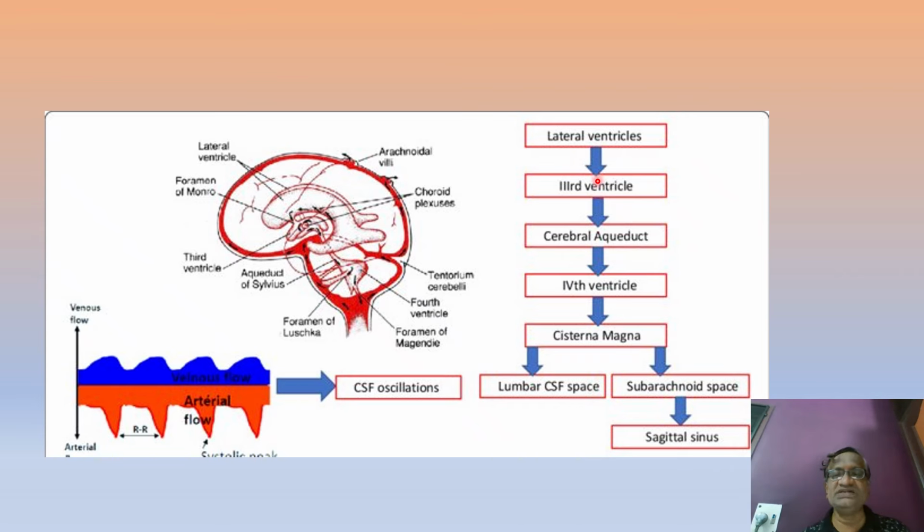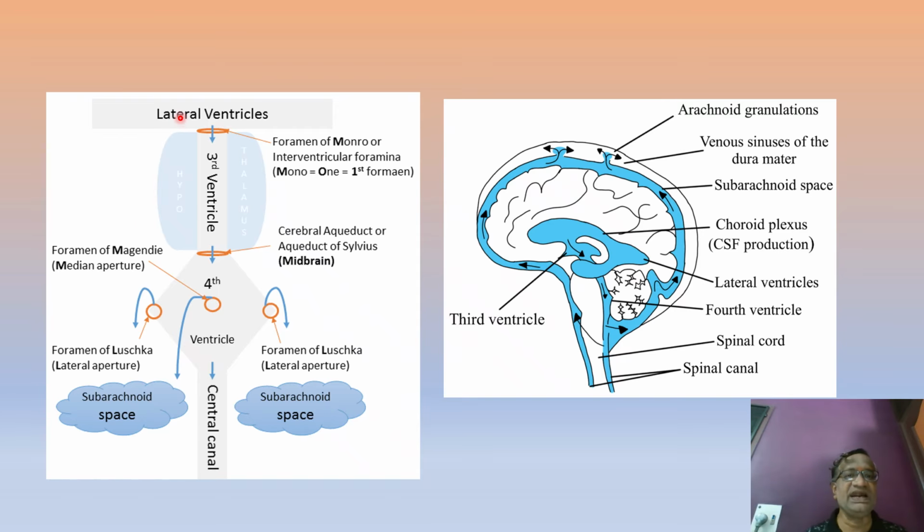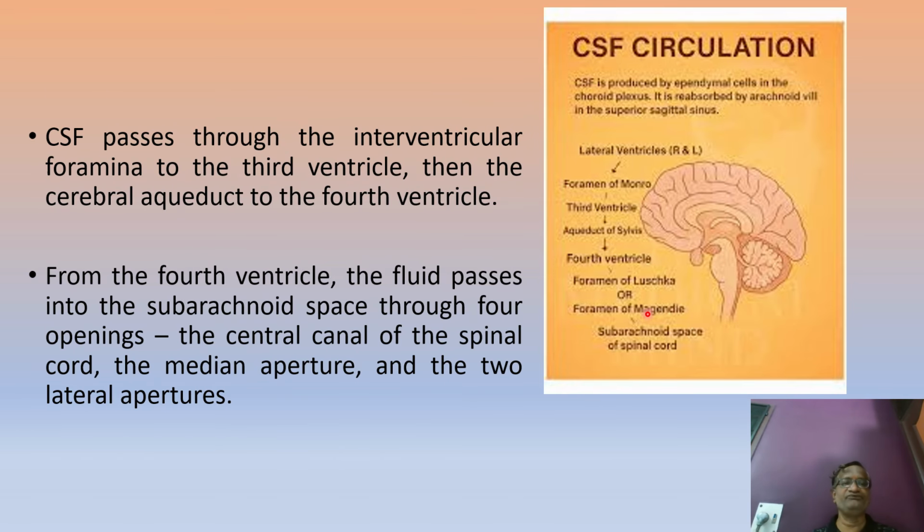Now I show here the lateral ventricles, third ventricle, cerebral aqueduct, fourth ventricle, cisterna magna, lumbar CSF, subarachnoid space. It is moved by the venous and arterial flow. Again, lateral ventricles, foramen of Monro, third ventricle, cerebral aqueduct, midbrain, fourth ventricle, from here to the lateral and subarachnoid space, from here to the outer and inner. It passes through the interventricular foramina to the third ventricle, the cerebral aqueduct to the fourth ventricle. It passes from the lateral and also the median apertures and surrounds the spinal cord.